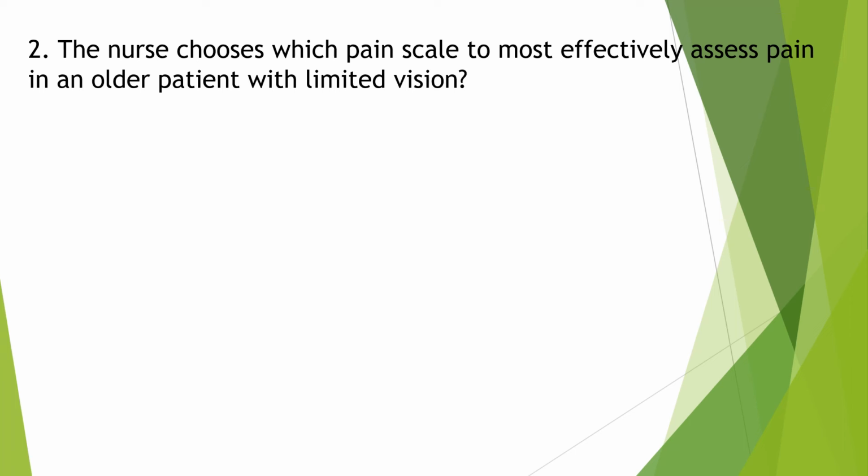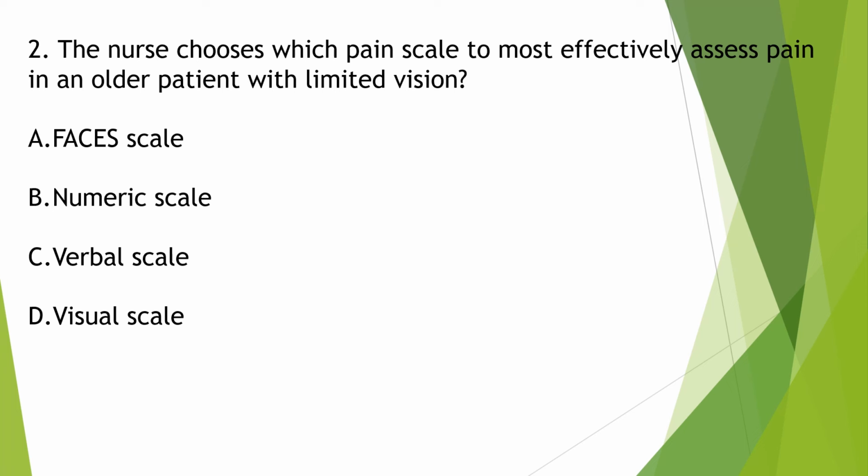Second question: the nurse chooses which pain scale to most effectively assess pain in an older patient with limited vision. Is it a FACES scale, numeric scale, verbal scale or visual scale? Here again, moving to the question, the patient is having limited vision. So of course we cannot use visual scales. Then FACES scale can be used with adults with expressive aphasia. So here we cannot use that. And again, the best one is the verbal scale.